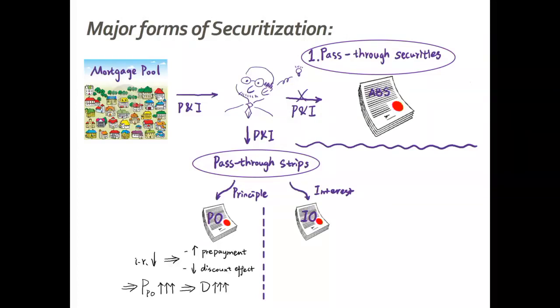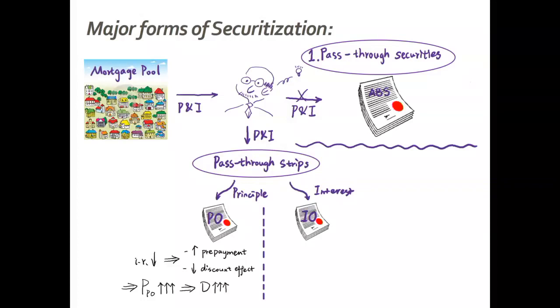Yes. And yeah, so that's the PO strip. Let's talk about the IO strip. Again, let's do the same thing. When there is a decrease in interest rates, what will happen to the price of the IO strip? It will decrease, because it's totally opposite to the PO strip, but not that totally opposite. So we still need to consider the two effects, right?